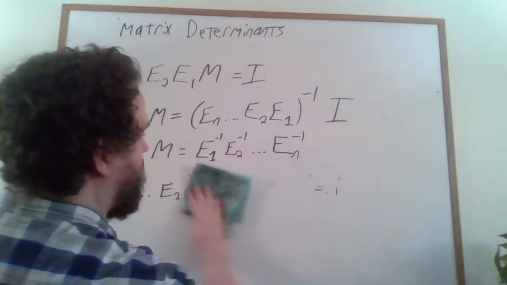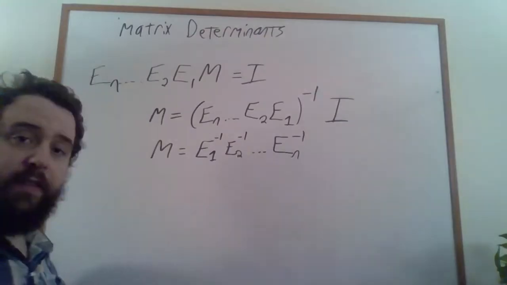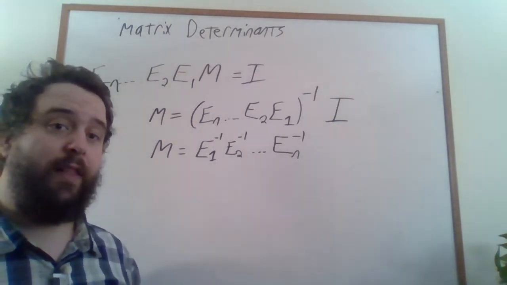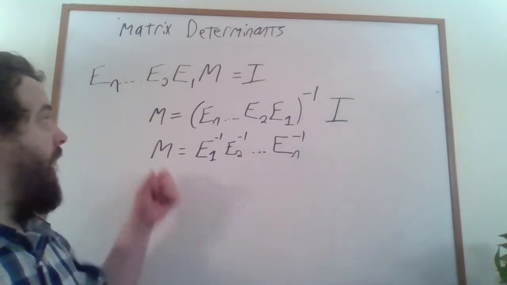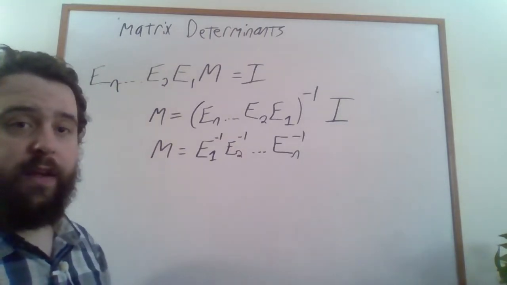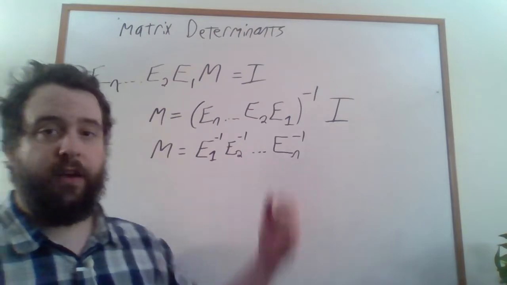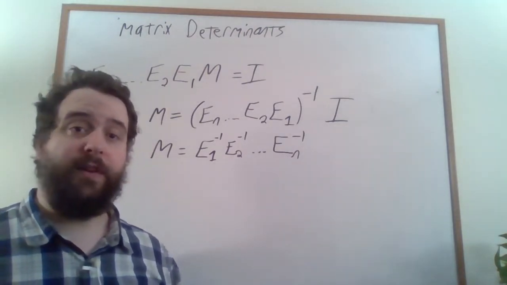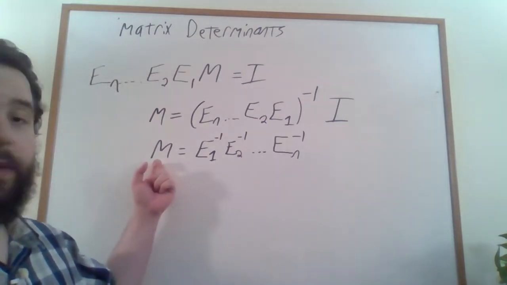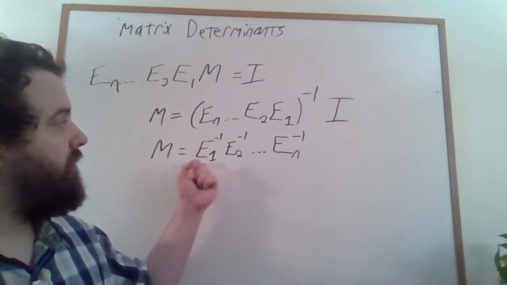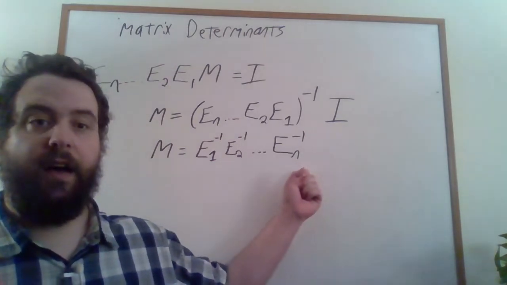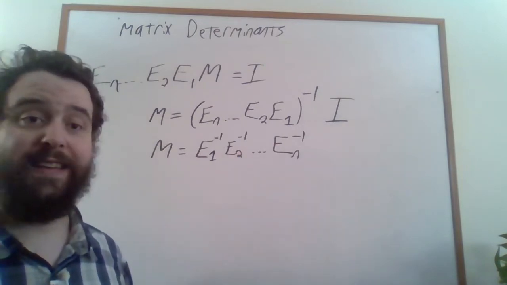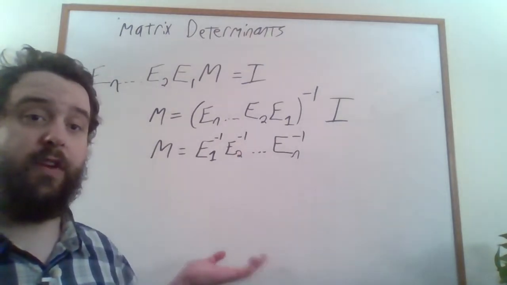In other words, because the inverse of an elementary row operation matrix is also an elementary row operation matrix, every square invertible matrix is going to be the product of a series of elementary row operation matrices. So if we want to figure out the determinant of M, all we need to do is figure out the determinants of each of the elementary row operation matrices that together multiply to give us M, and then multiply those determinants together.